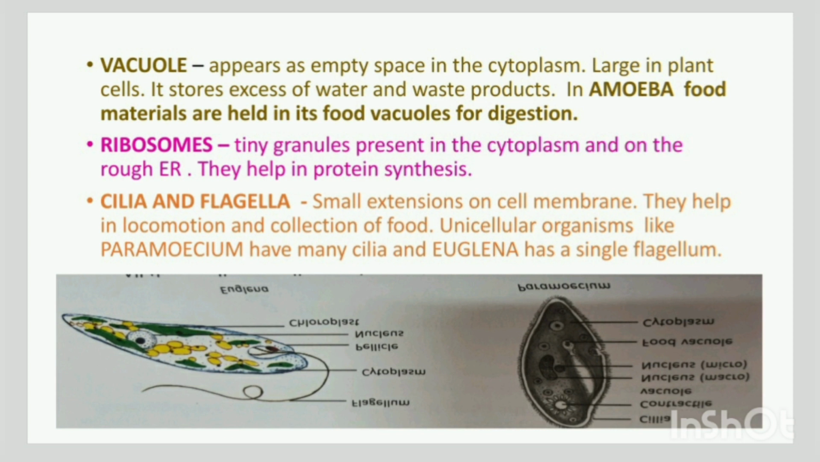For example, the unicellular organism Paramecium, as you can see in the picture, has numerous cilia, that means many cilia, which help in locomotion and collection of food for Paramecium. And Euglena has a single flagellum, a long thread-like structure which helps in the locomotion and collection of food.